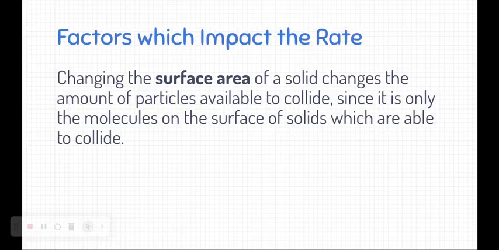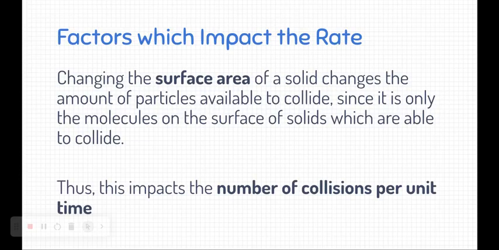Our next factor is that of surface area. Surface area is a factor which largely impacts any sort of chemical in the solid state. By changing the surface area of a solid, it impacts the amount of particles which are available to collide, because when we have any reaction that involves a solid, the collisions can only occur on the surface of the solid. So, if we are increasing the amount of surface available, we are going to have more collisions per unit time.